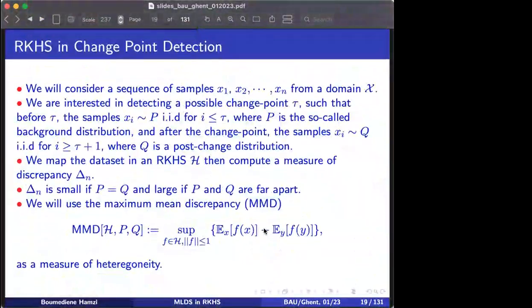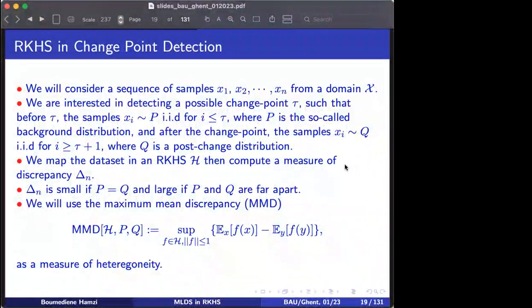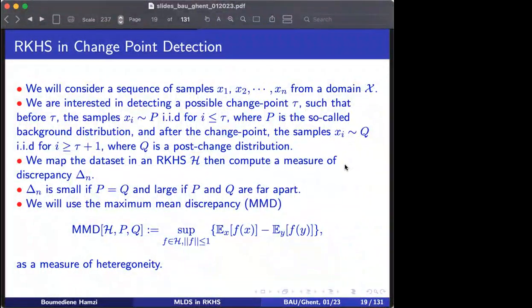Another application is the problem of change point detection. We consider a sequence of samples x_1 to x_n in some domain capital X. We are interested in detecting a possible change point tau, such that before tau, the samples x_i follow probability distribution p, and after tau, the data follow probability distribution q. We want to find tau. The approach here is to map the data into some RKHS and then compute a measure of discrepancy delta_n that is small if p is equal to q and large if p and q are far apart.